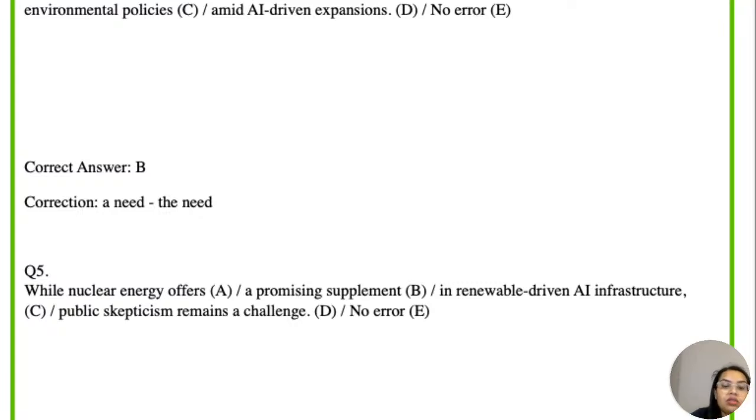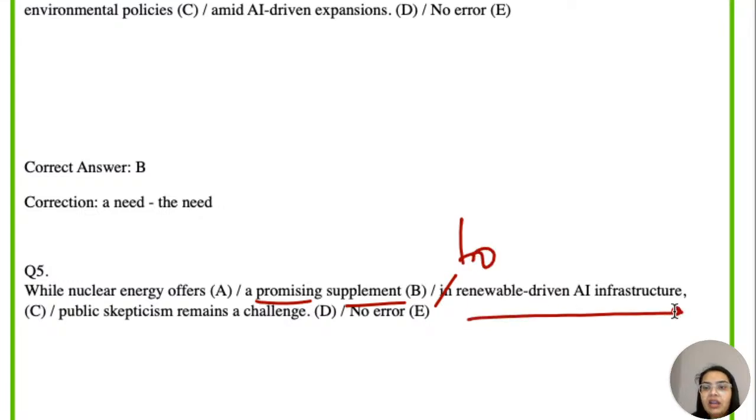The answer to this one is C. Okay. While nuclear energy offers a promising supplement to renewable AI driven AI infrastructure, public skepticism remains a challenge. So we say supplement to something, it was a preposition error, here to should have come.